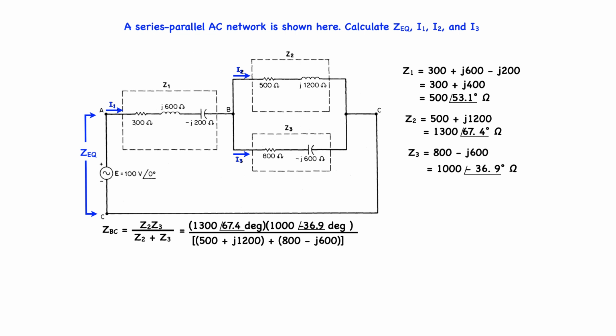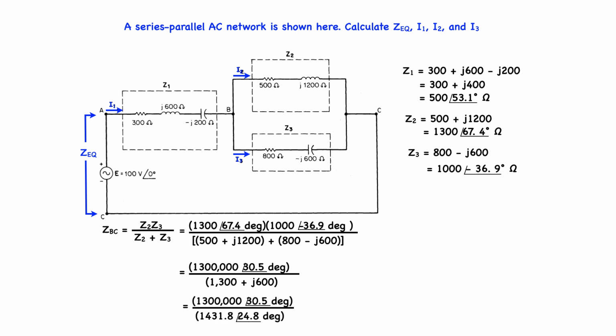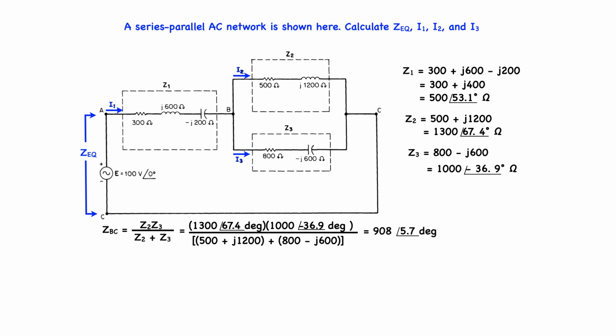I use polar coordinates in the numerator and rectangular coordinates in the denominator because of the product required in the numerator and the sum required in the denominator, and that gives us this. Converting the denominator to polar coordinates in order to do the next math required, performing division of the magnitudes and subtraction of the angles, gives us 908 at 5.7 degrees in polar coordinate format, and 901 plus j90.2 ohms in rectangular coordinate format.